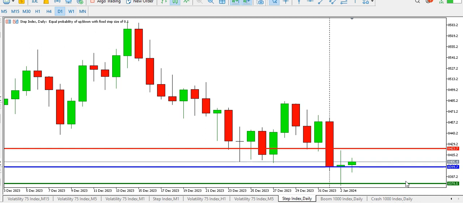On the daily time frame, we have step index dropping. We have this high, low, lower high, lower low, but price is currently above the daily pivot. The daily pivot is at 8399.7 level, and price is currently above that level.